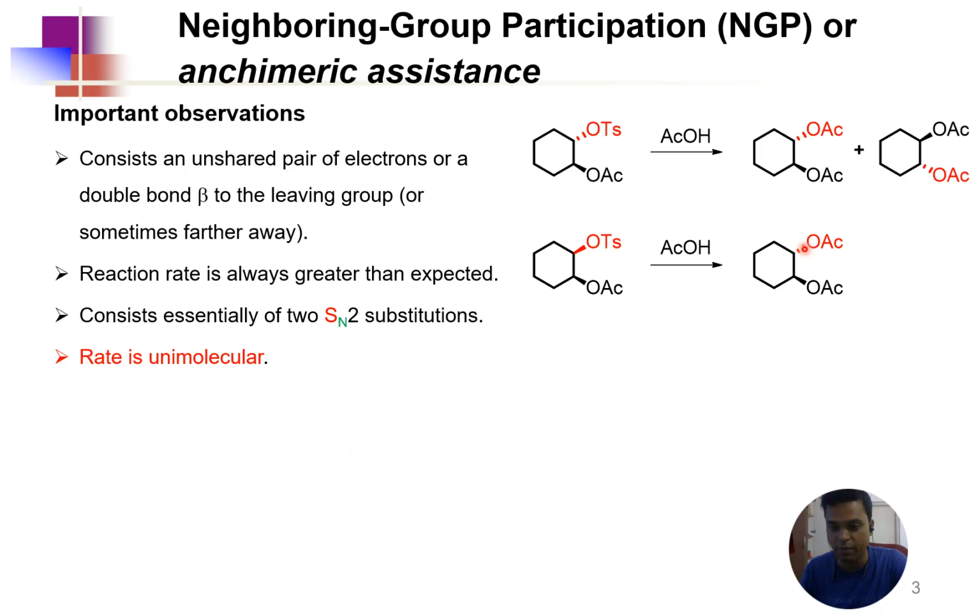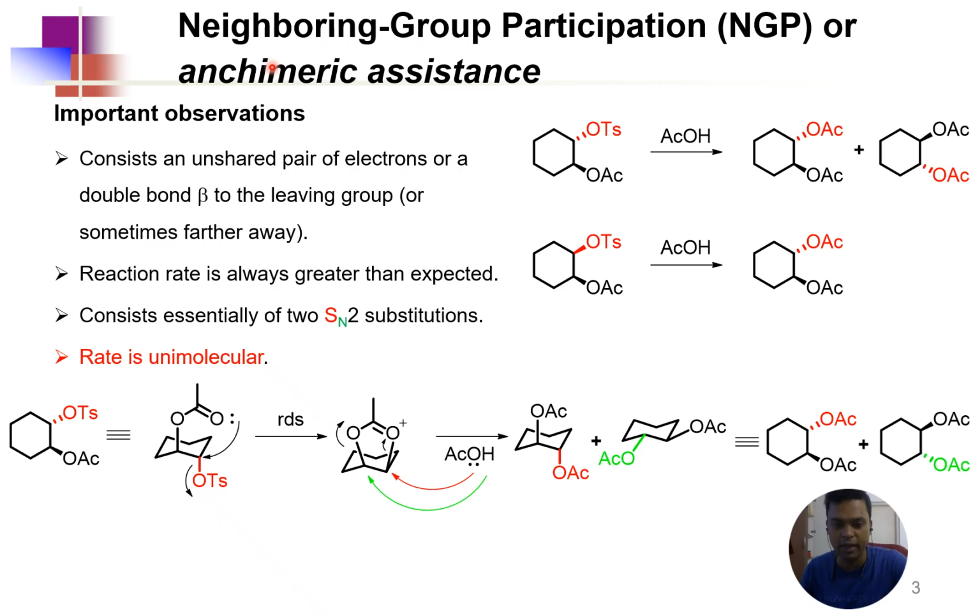Now how can you explain this? It is found that the trans compound reacts very fast, or the reaction rate is much faster compared to the cis isomer. So to explain this, we have to use another concept, which is neighboring group participation.